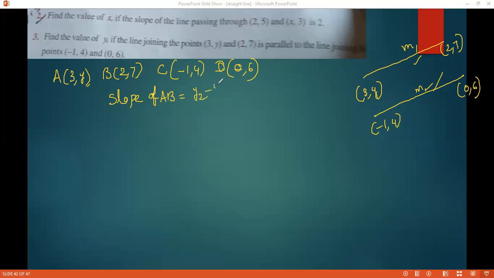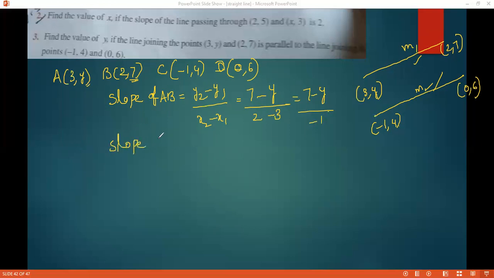y2 minus y1 by x2 minus x1. The difference of y coordinates: you can take y1 minus y2 or y2 minus y1, both are the same. Here I started with y2, so I am taking y2 minus y1 by x2 minus x1. So 7 minus y by minus 1. This is the slope of AB.